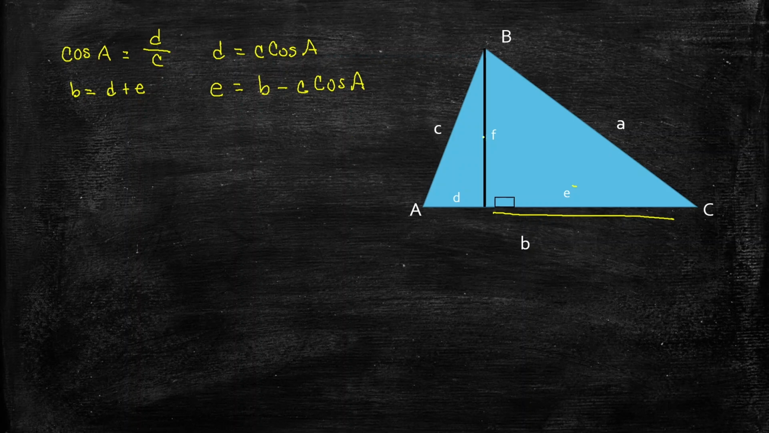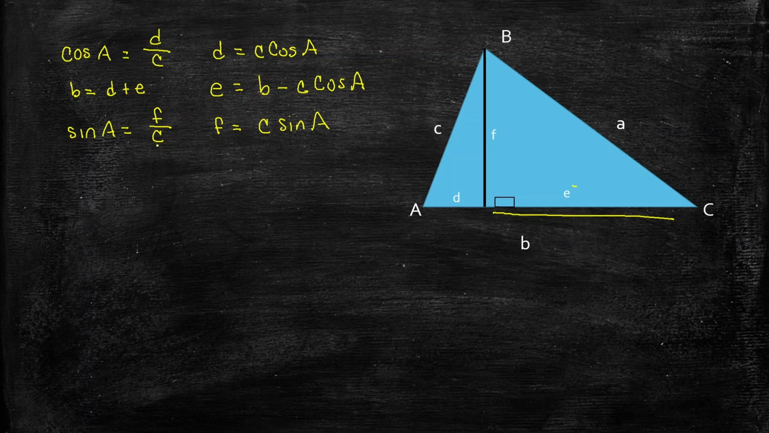Now, what about this angle? Let's do the sine of A. So sine of angle A is opposite over hypotenuse. And so that's F over c. And so rewriting, F equals c sine A.